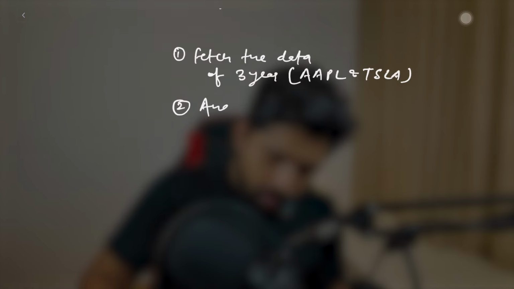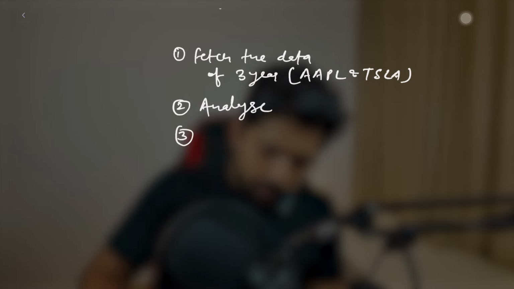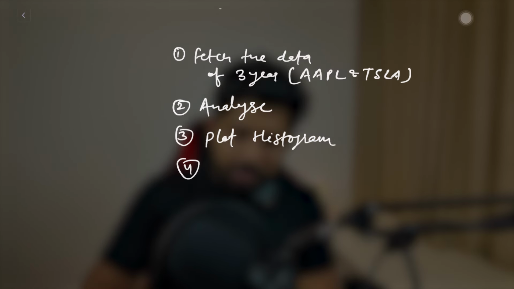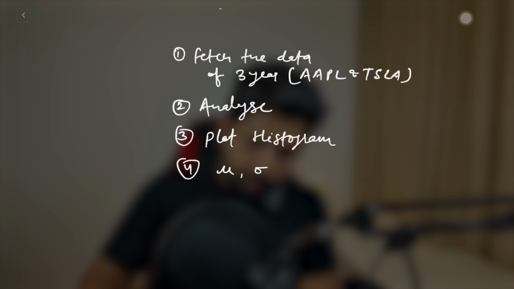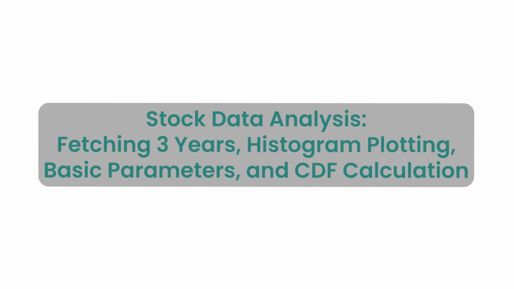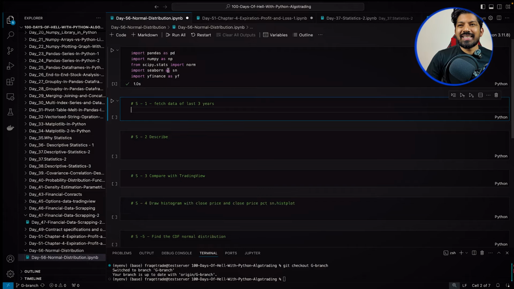And then we will try to analyze the data. We'll plot some histograms. Then we'll find the basic parameters like the mean, standard deviation, z-score. And then we'll find the CDF, both with the normal distribution and with the standard normal distribution. So that is our plan of action. If you can see on the screen, the required libraries are pandas, numpy. Then we have to import norm from SciPy, then Seaborn to plot some charts, and Yahoo Finance.